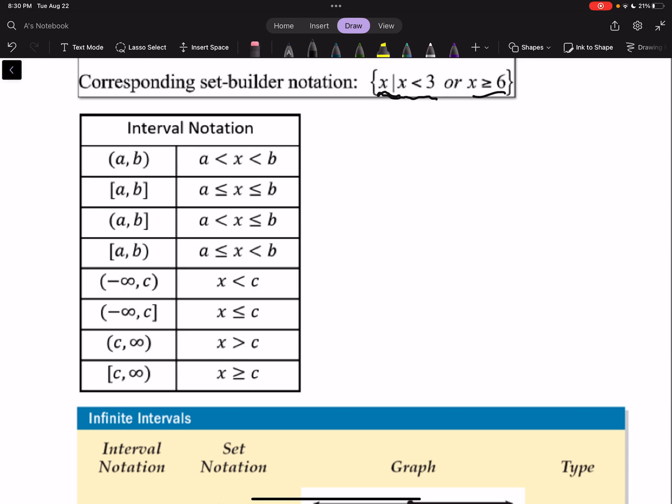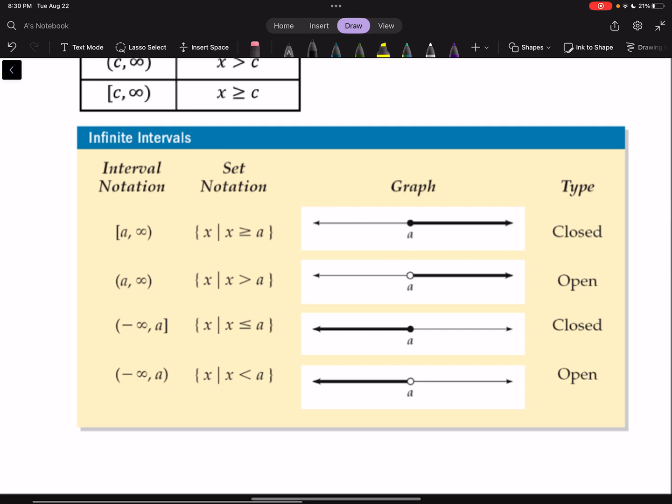You can pause the video to look at those. It should also be in your notes. Again, you can pause the video, look at this. It's also in your notes.